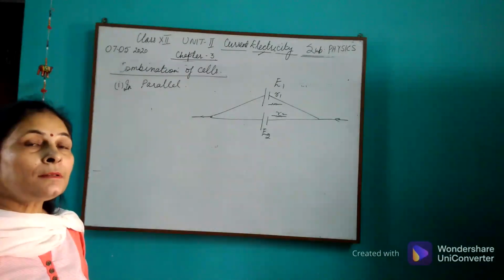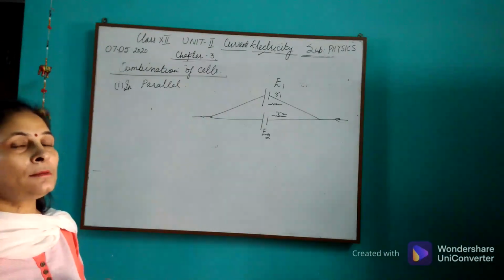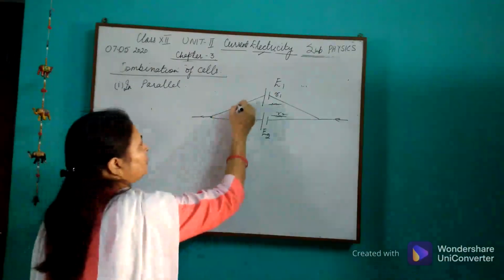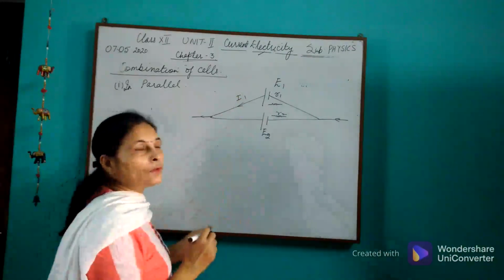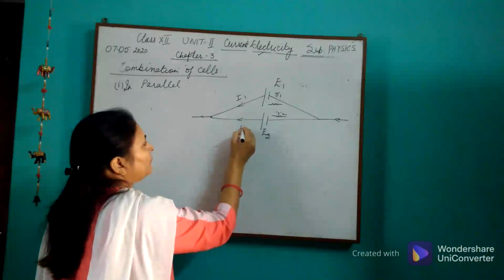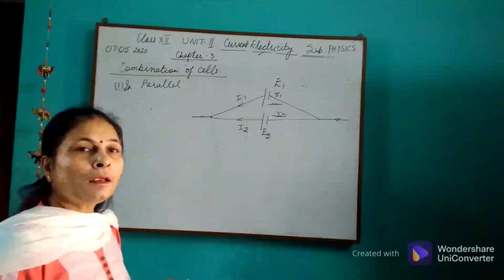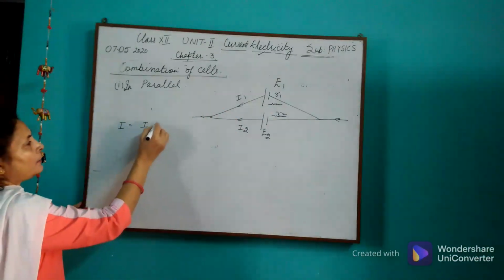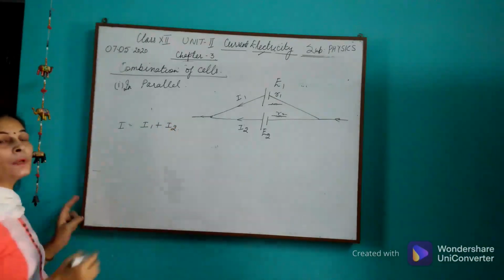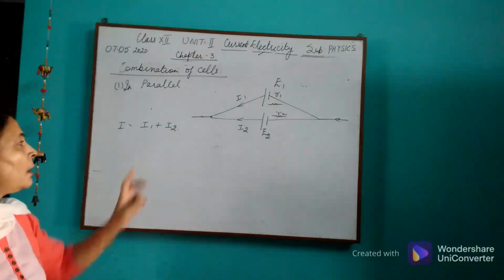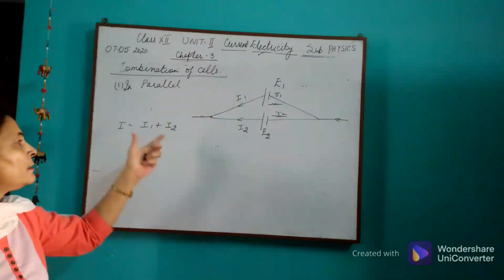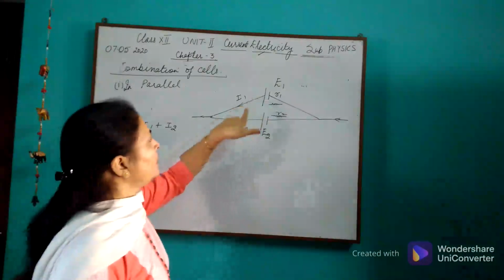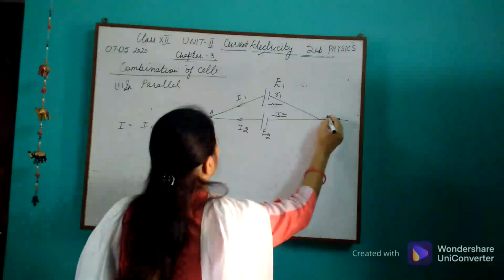Now in parallel, what remains same? V remains same, but I becomes different. So let the current drawn from the cell E1 be I1, and from the other cell be I2, then total current will be equal to I1 plus I2. Now I have to find out the values of I1 and I2 and substitute here and get the value of I. You can take these points as A and B.